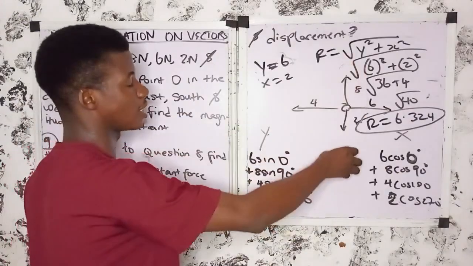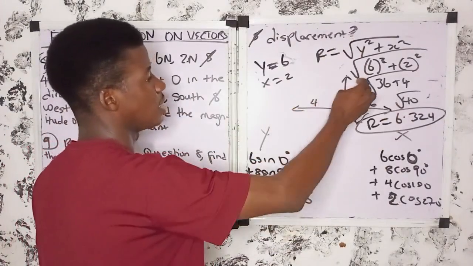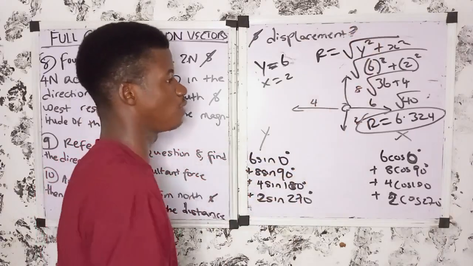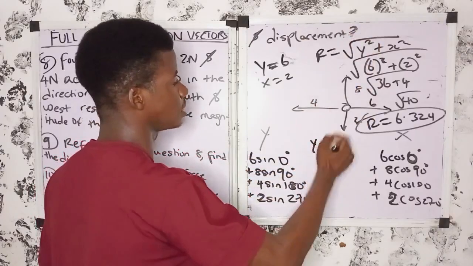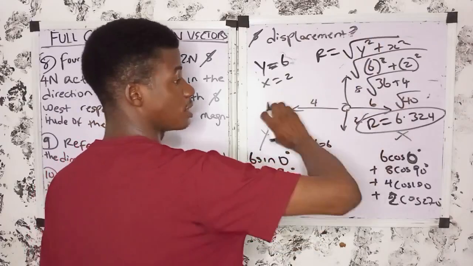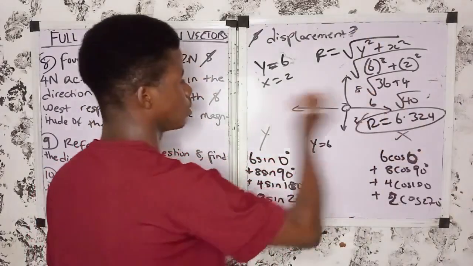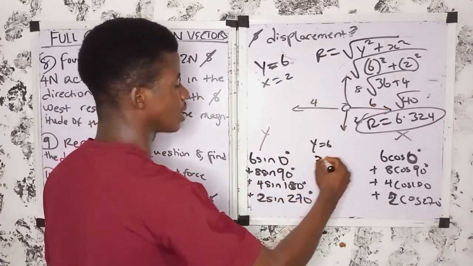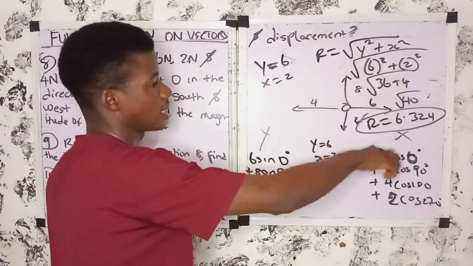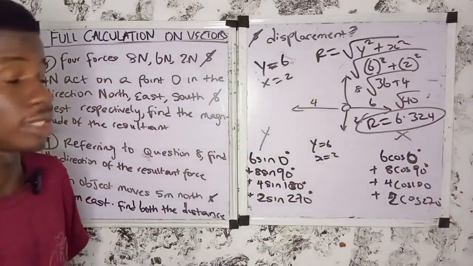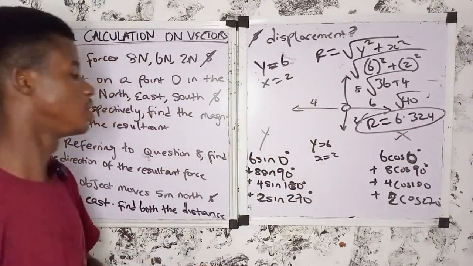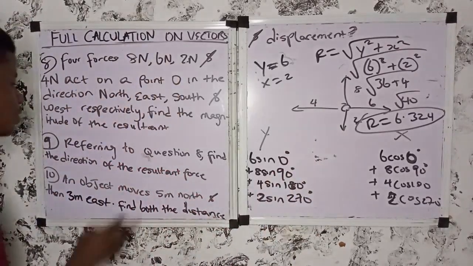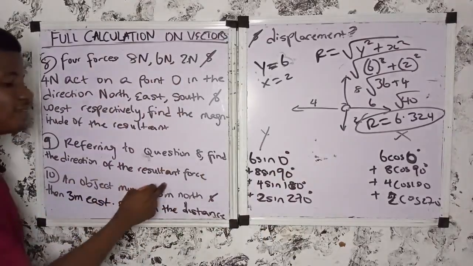Now the easiest method we can also use again. This is the y direction, this is y axis, this is the x axis, right? This one is going up positive, this one is going down negative. 8 minus 2 gives us 6. So our y is equal to 6. Then this one is the x direction, right? This one is going to positive x, this one is going to negative x. So positive 6 minus 4 will give us 2. So our x is equal to 2. Then we can use this one to get it. So this is the shortest method, okay?